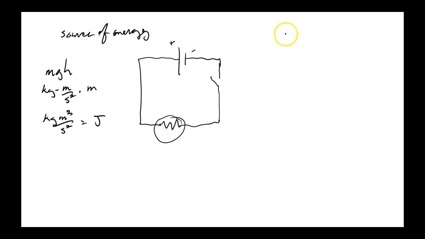So your source of energy is your battery. Here is your battery. And what we measure the battery strength in is volts. And what a volt is, is a joule per coulomb. A volt is a joule per coulomb. Now, something a little unusual about voltage.